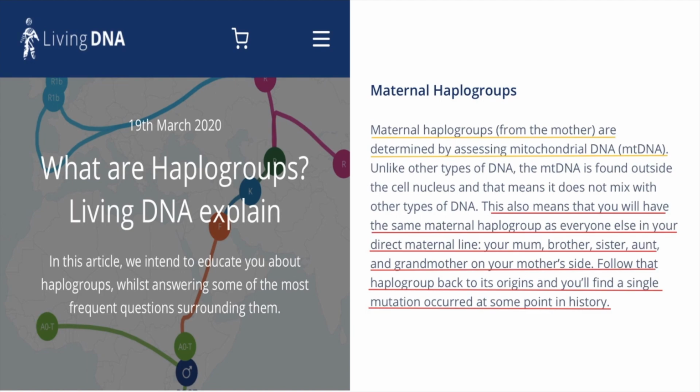Maternal haplogroups from the mother are determined by assessing mitochondrial DNA, mtDNA. This also means that you will have the same maternal haplogroup as anyone else in your direct maternal line: your mom, brother, sister, aunt, and grandmother on your mother's side. Follow that haplogroup back to its origin, and you'll find a single mutation occurred at some point in history. To simplify this, a mitochondrial haplogroup is passed down from mother to daughter, mother to daughter, mother to daughter, but the son can also have it. A man can have a maternal haplogroup as well.